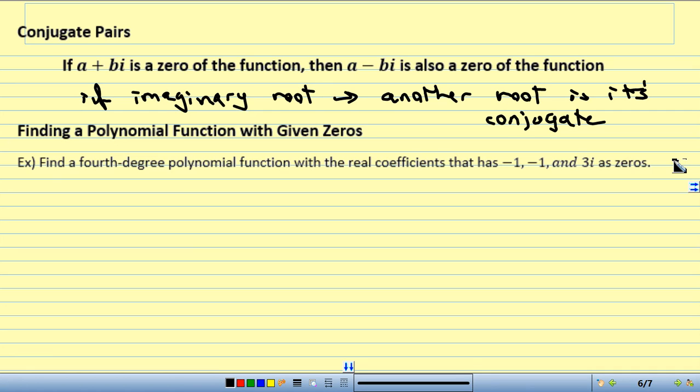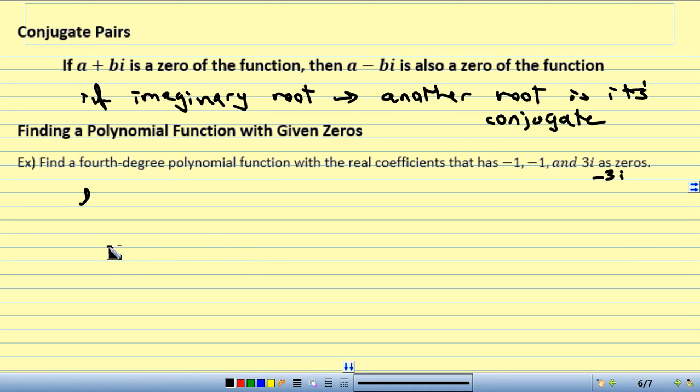Imaginary roots always come in pairs of 2, whatever the root is and its conjugate. So, find a 4th degree polynomial function with real coefficients that has -1, -1, and 3i as zeros. Well, because I've got an imaginary number 3i, I automatically know I have another imaginary root, -3i. So, all right, cool, works for me.